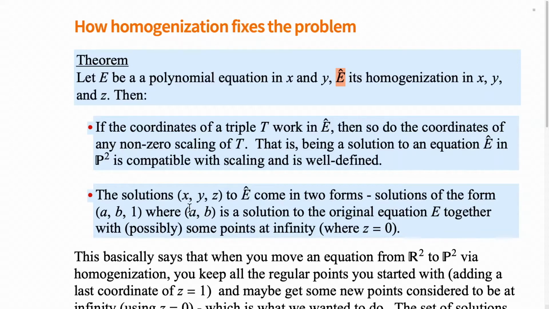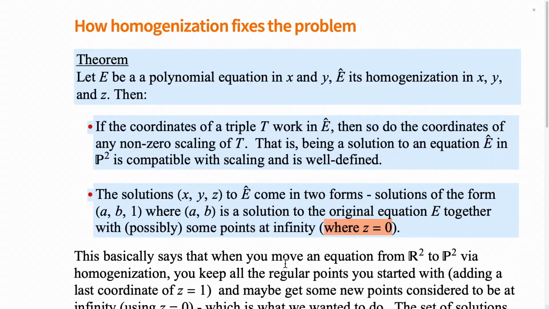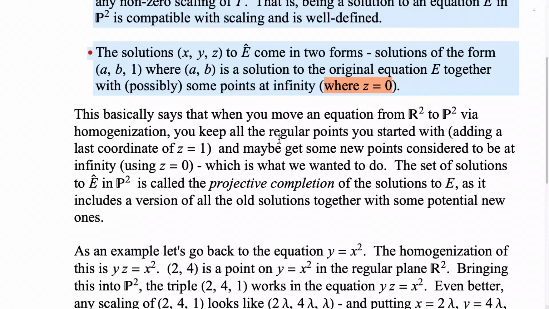Second, the solutions x, y, z to the homogenization E hat come in two forms. Solutions of the form a, b, 1, where the ordered pair a, b is a solution to the original equation E in the regular plane, together with maybe some points at infinity, where z will be 0. This basically tells you that when you move an equation from the regular plane to the projective plane via homogenization, you're going to keep all the regular points you started with, adding a last coordinate of z equals 1 to them, and maybe get some new points that are considered to be at infinity, where z is 0. And that's exactly what we wanted to do.